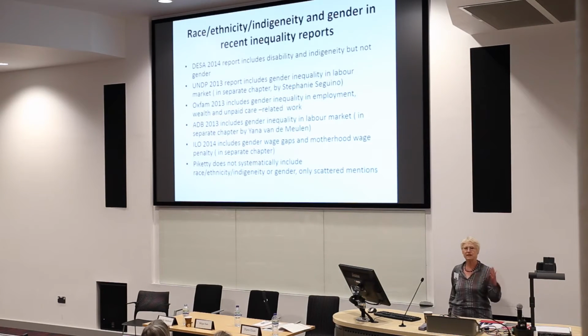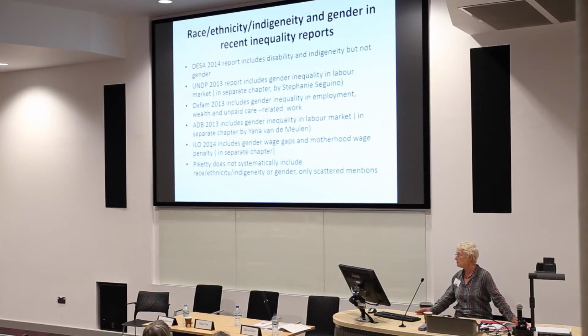So I looked at all these reports to see how they deal with gender, and also, though I'm not going to have time to go into it in any detail, with race, ethnicity and indigeneity. The DACE report includes disability and indigeneity, but not gender. The UNDP report has a separate chapter on gender inequality, particularly in the labour market, done by feminist economist Stephanie Seguino. The Oxfam report has mentions of gender inequality in employment and wealth and unpaid care work.